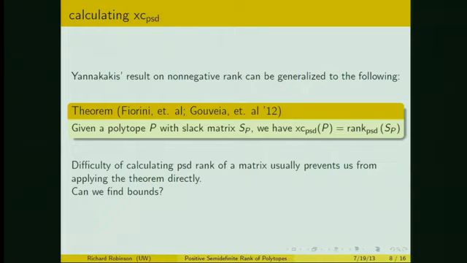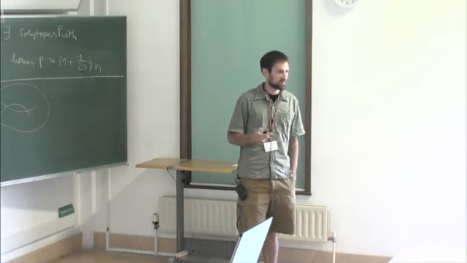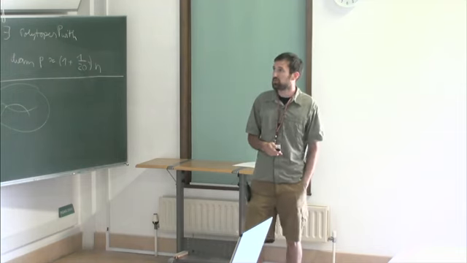Now, with these two tools, we can say that the PSD extension complexity of the polytope is precisely the PSD rank of the slack matrix. So in theory, that gives me a way to calculate this PSD extension complexity, but in general, calculating the PSD rank of a matrix is something that's hard to do. There are no, at least not that I'm aware of, computational complexity results on it, but just in practice, it's something that's difficult.